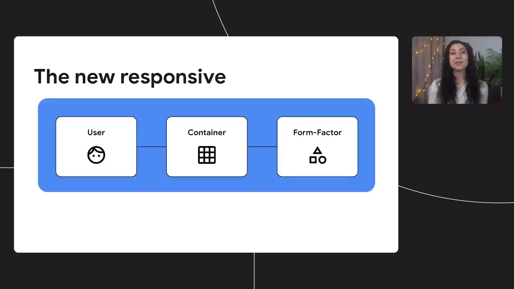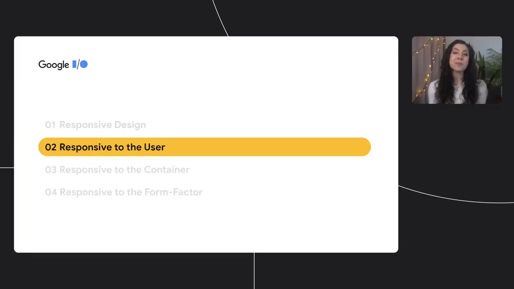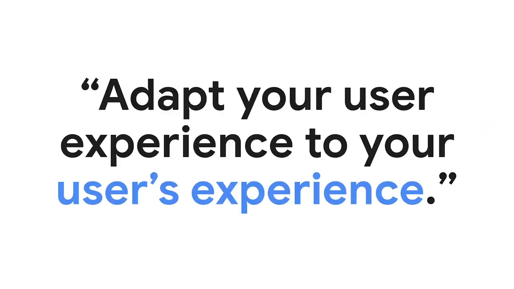These updates include user preference-based media queries, container queries, and media queries for new screen types like foldable screens. So let's talk about some of these new technologies and what it means to be responsive to the user, the container, and to the form factor. Let's start with being responsive to the user. New preference media queries give us the ability to style web experiences that align with our users' own specific preferences and needs. This means that preference media queries allow you to adapt your user experiences to your users' experiences.